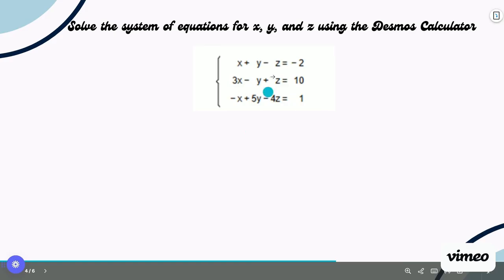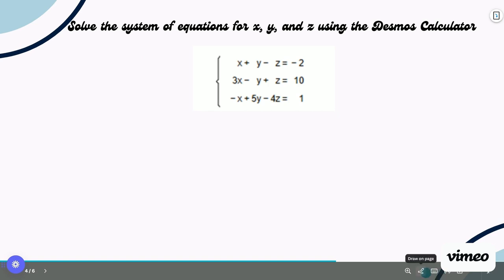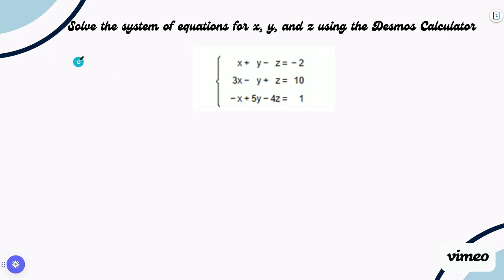Okay, so it says solve the system of equations for x, y, and z using the Desmos calculator. So we're going to do that at the end. First, I'm going to show you how to do it with matrices, just because I want you to see how we would do that. What we want to do first is go from equation form to augmented matrix form, which we learned in one of our lessons in the past.